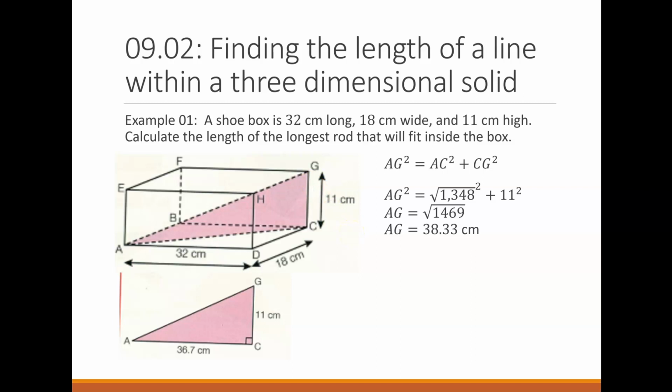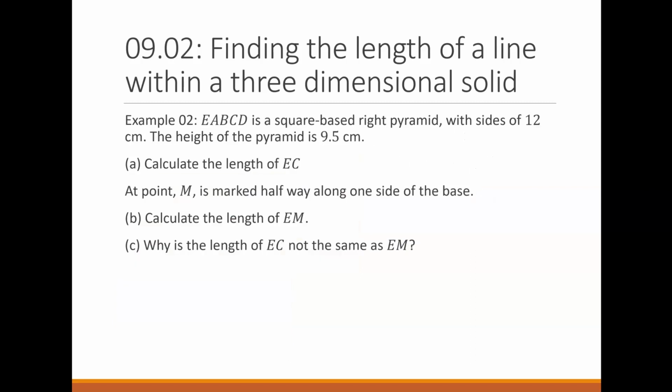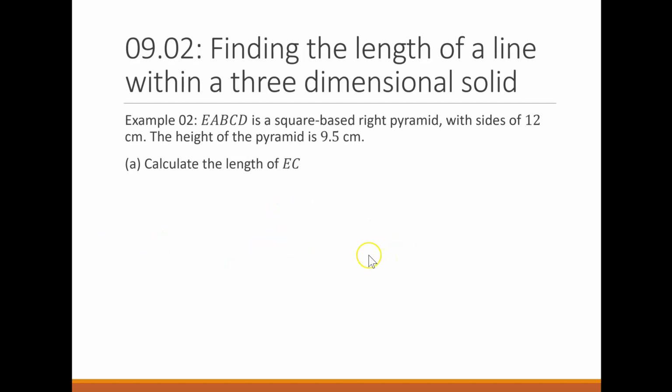Everybody cool though? Okay, let's do one more. Actually, I think I have two more. So here we have a square base pyramid, EABCD, where the sides of the square are 12 and the height of the pyramid is 9.5, and we want to calculate the length of EC. And then we have point M, which is the midpoint of one of the sides. We want to calculate the length of EM and then explain why EC and EM are not the same.